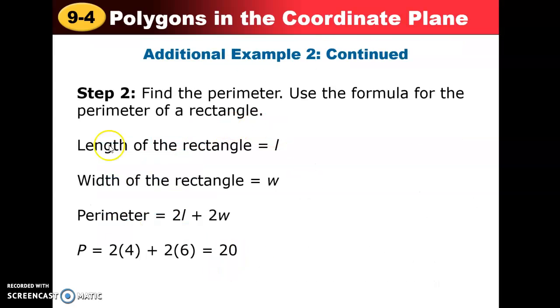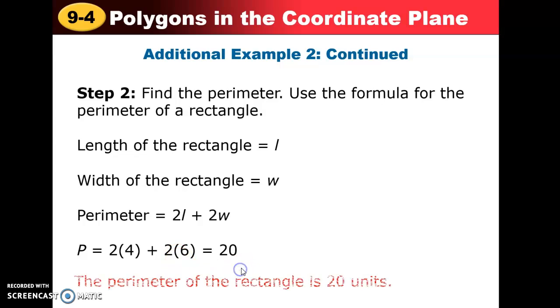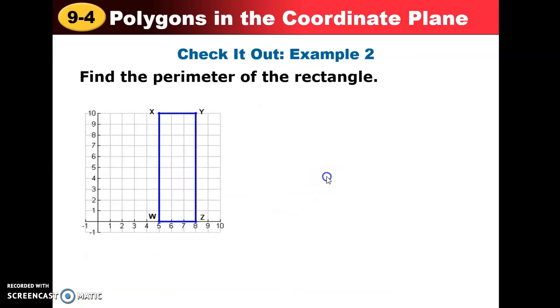So remember those numbers. You know how I mentioned there's 2 lengths and 2 widths? You can either add those all up together or you can use this formula for a rectangle. The perimeter of a rectangle is 2 times its length plus 2 times its width. We said length was 4. So we're going to take 2 times 4 and add it to our 2 times 6, which is our width, and we end up with 20. So the perimeter of that rectangle on the previous page is 20.